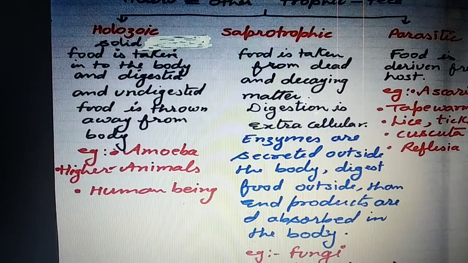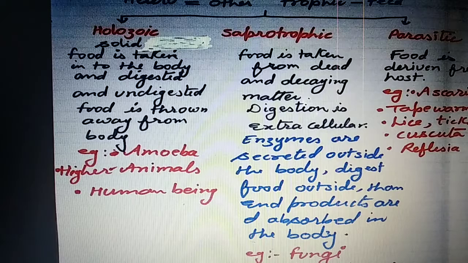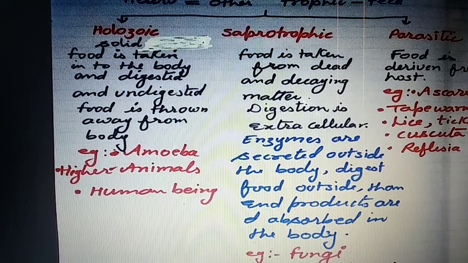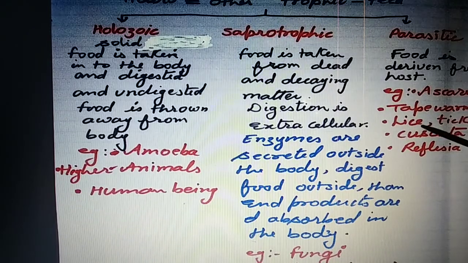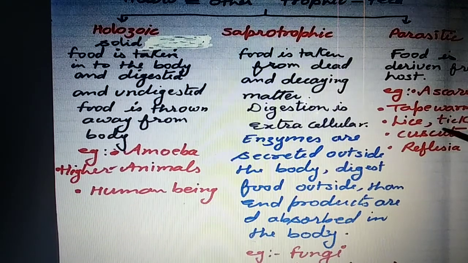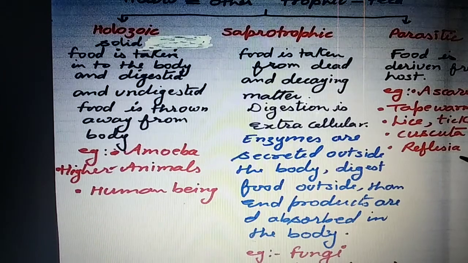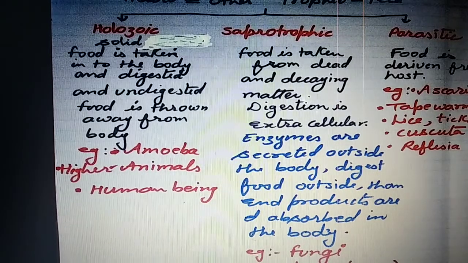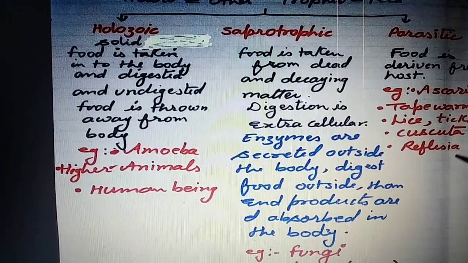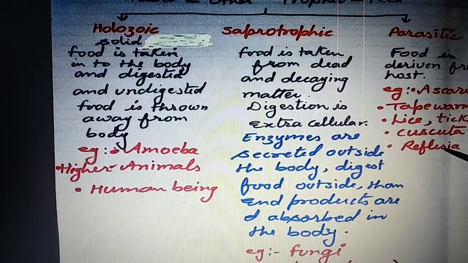Example, plants are there and animals are also there. Ascaris, tapeworm, these are found in our intestine, and these are called internal parasites because these are found inside the body. And lice, ticks, these are external parasites of animals, and Cuscuta and Rafflesia are the plants. Cuscuta is also called amarbel. It is a thin thread-like structure. And Rafflesia is the largest flower.